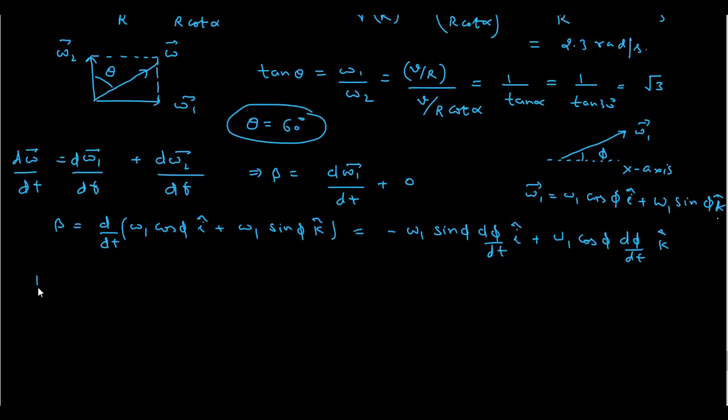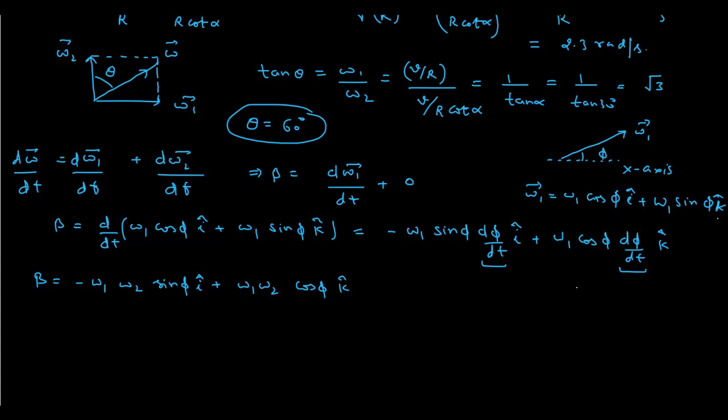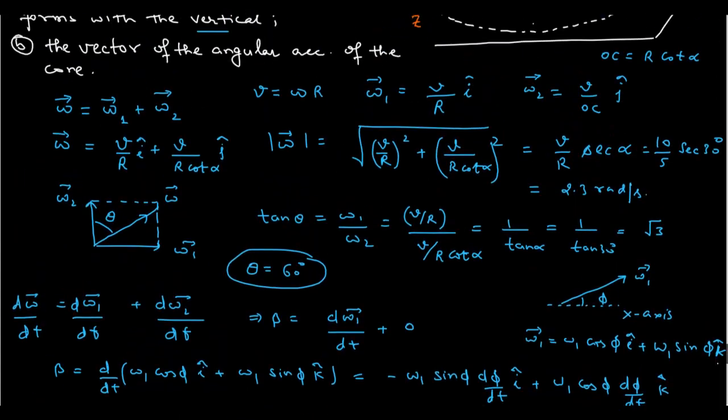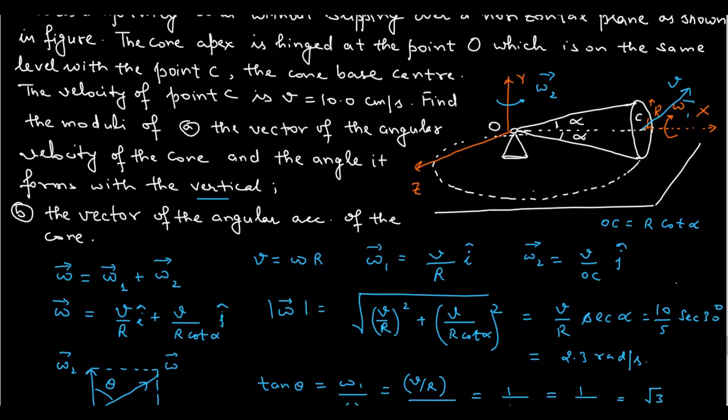And from here we can write beta equal to minus omega 1, and this d phi by dt is omega 2 here, sin phi i cap plus omega 1 omega 2 cos phi k cap. Clear? So you have to be careful that here d phi by dt is basically omega 2, because the cone is rotating about this y-axis, and as this cone rolls on this plane, the variation is with respect to the y-axis. The angular variation here we have to count with respect to the y-axis.